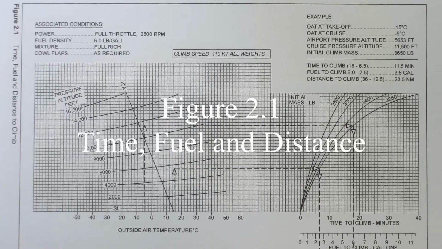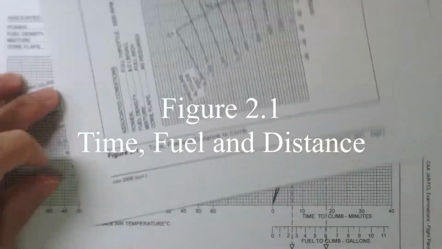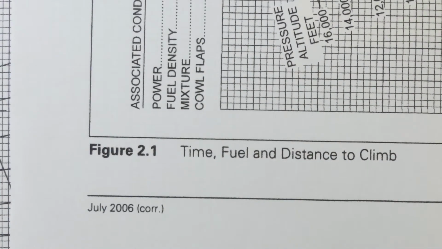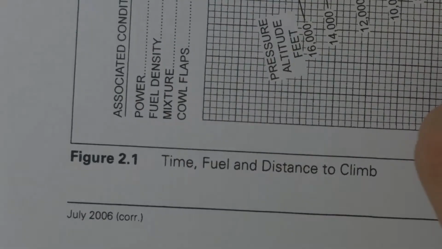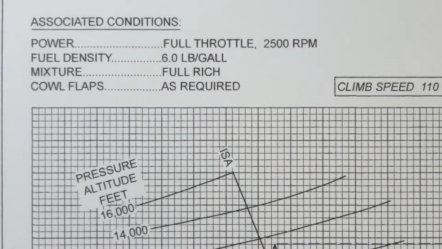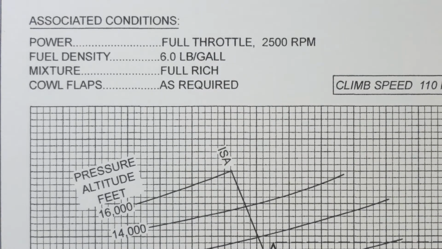We shall start with figure 2.1, time, fuel, and distance to climb. In our example, we shall be making the following assumptions: that the power will be full throttle at 2,500 RPM. Fuel density is 6 pounds per gallon. Mixture will be full rich, and the cowl flaps will be as required, and cowl flaps serve to cool the engine.